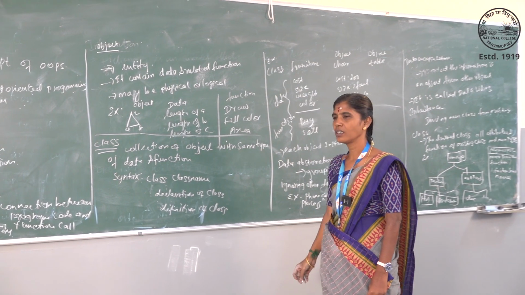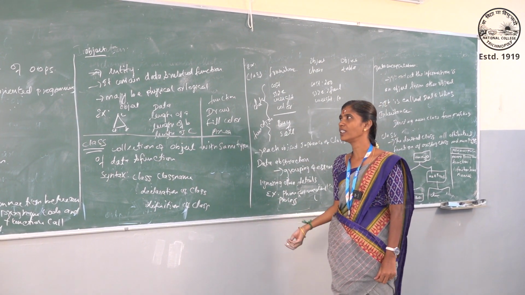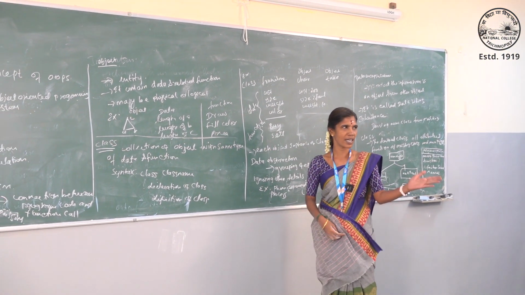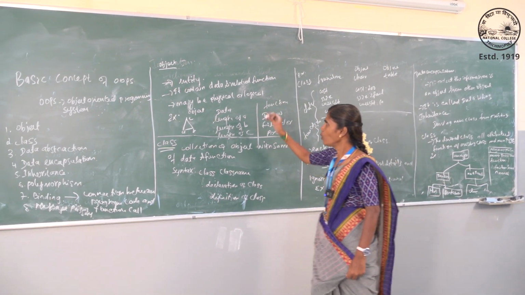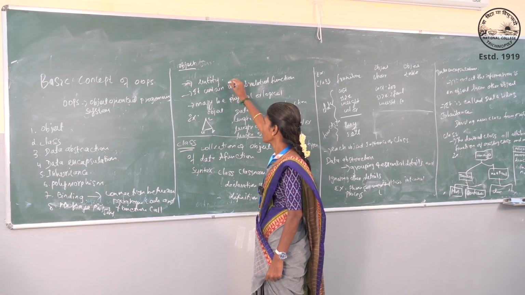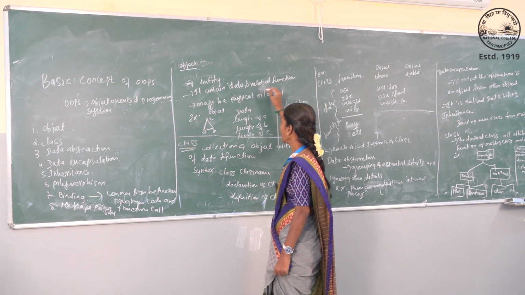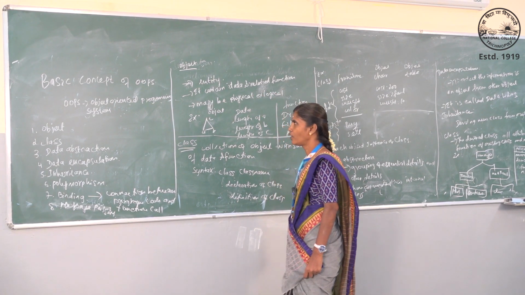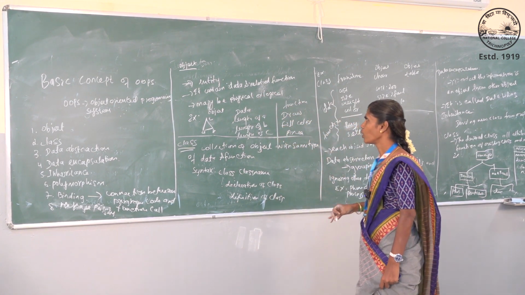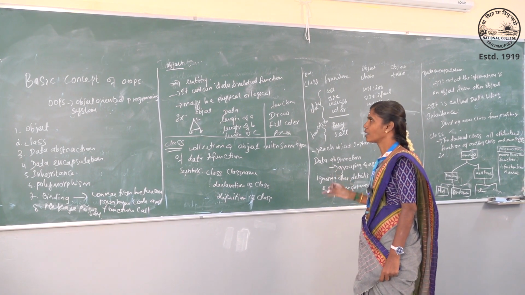What do you mean by object? An object is an entity. A real world entity is a pen, pencil, chair, desk, or book. In the OOPS concept, an entity is called an object. It contains the data and relevant functions. It may be physical components or logical components. It is called the object.